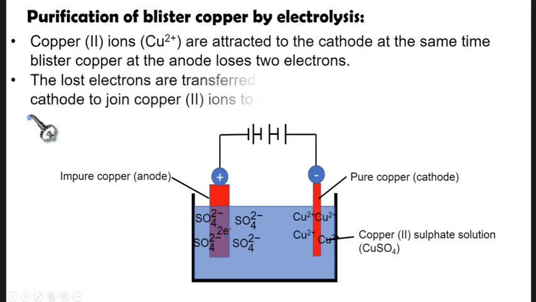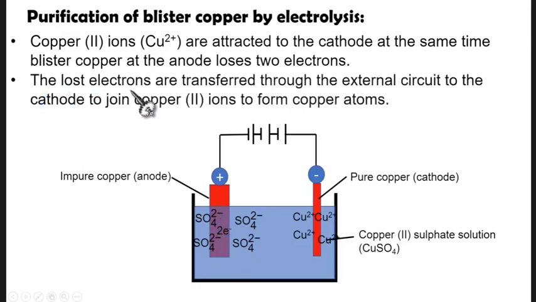All right. So what we are saying here is that the lost electrons are transferred through the external circuit to the cathode to join copper ions to form copper atoms. So these electrons transfer through the external circuit to come and join these ions here. When they join these ions, they'll form copper atoms. So this is what is going to happen.